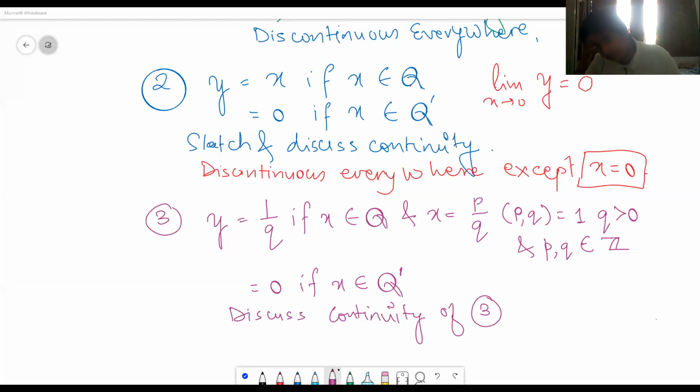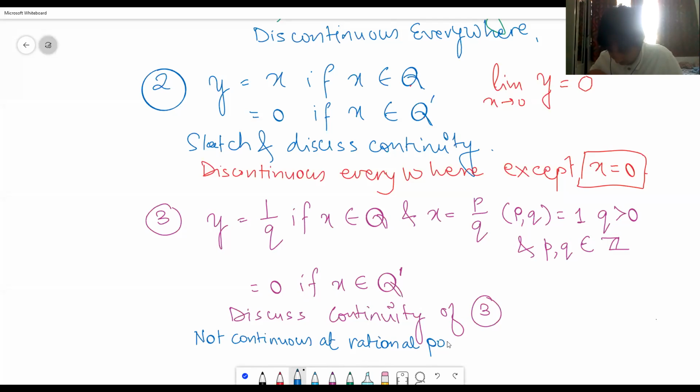Okay, the answer for the third is: not continuous at rational points but continuous at irrational points. Let me write down the answer. Not continuous at rationals but continuous at irrationals. So now you search for the justification.